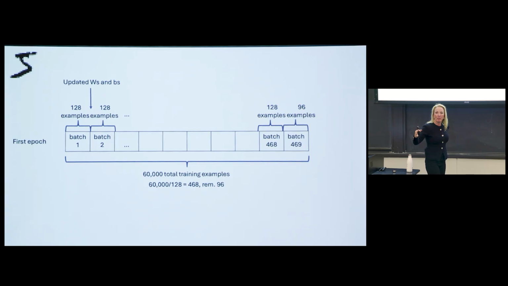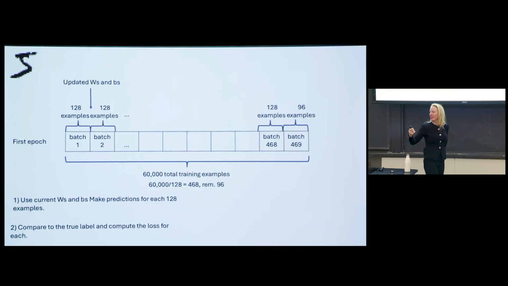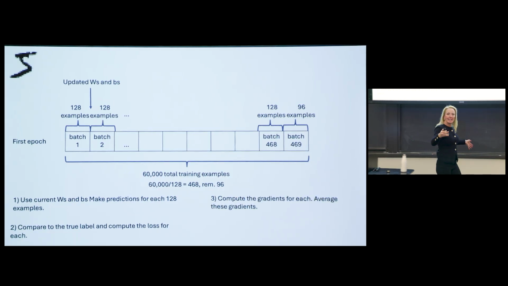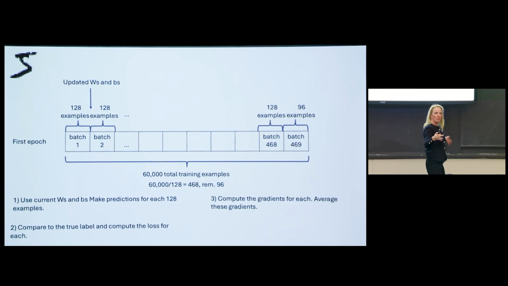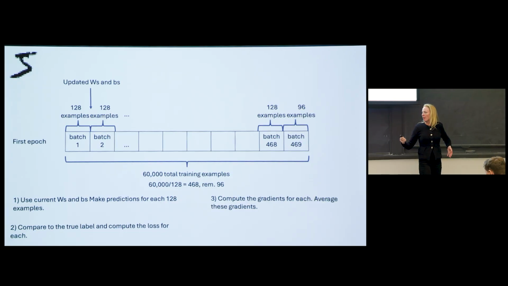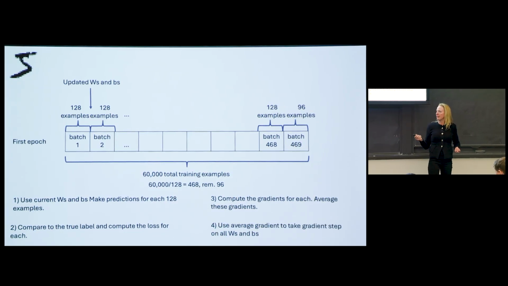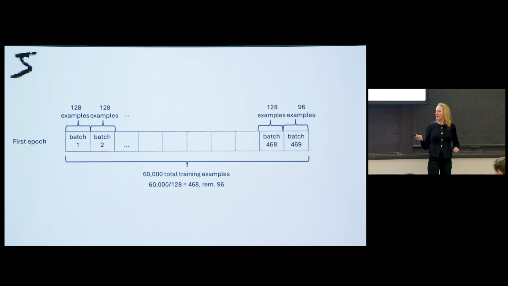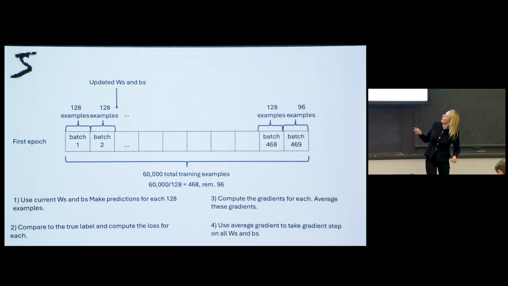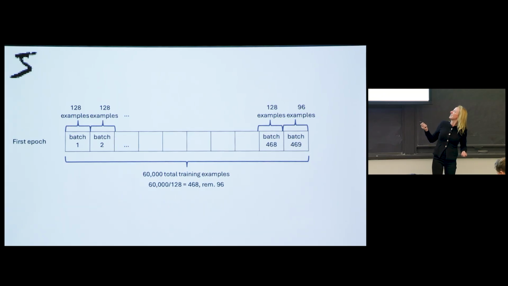Then it asks again, for each of those 128, how could I do better? It takes gradient steps on those weights and biases, based on the average over that 128. Okay, and then we move forward to the next batch with our updated weights and biases, and so on for whatever it is, 468 batches, I guess 469 batches, I suppose.